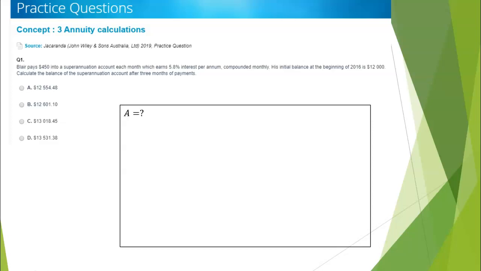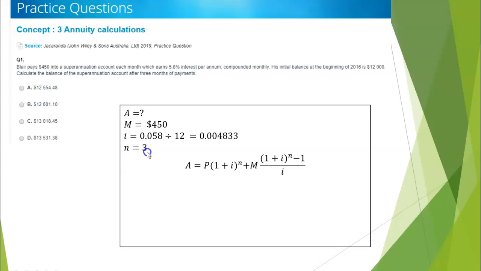So, what do we know? Well, A is what we're trying to find out. Our M is $450. So our interest rate is 5.8% per annum compounded monthly, so we divide our decimal interest rate by 12. We have 3 compounding periods, and I forgot to write down my starting amount was $12,000. So here's my equation. Substitute into my equation.